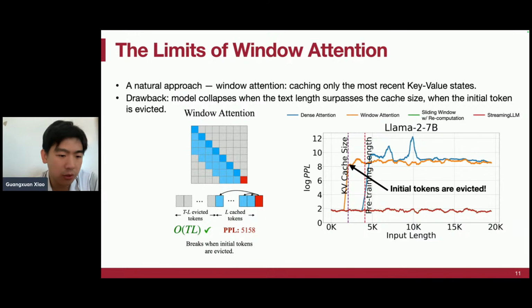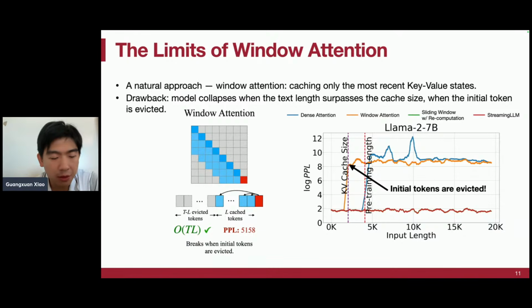So this reduces the memory complexity to L instead of T. Since L is a constant, not growing, we have constant memory usage. And during each step, we also have a constant decoding time because the context is no longer growing.